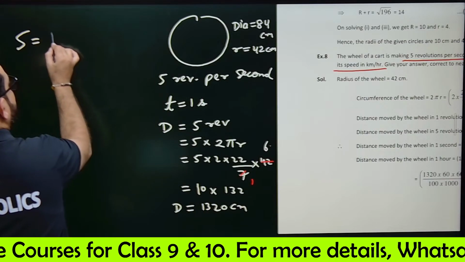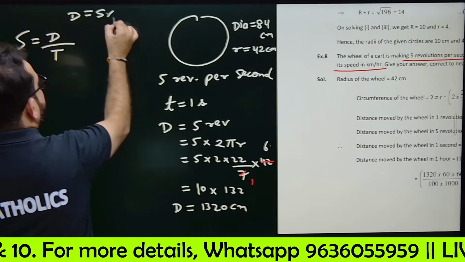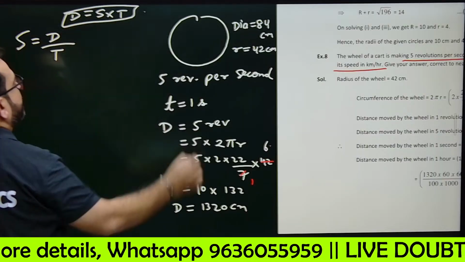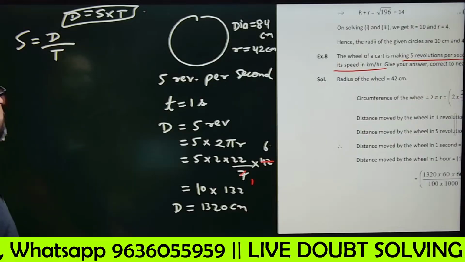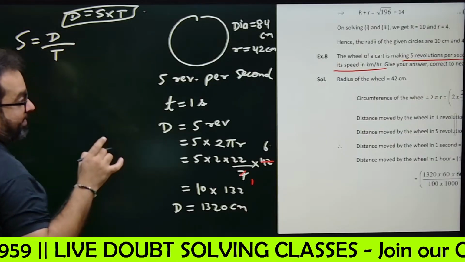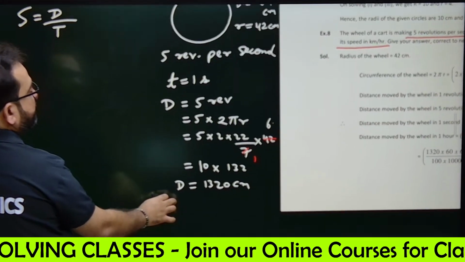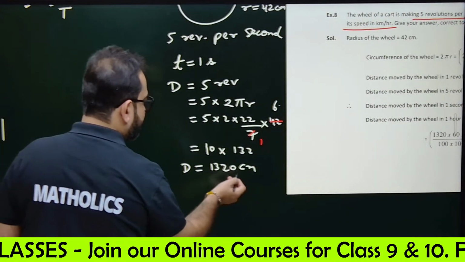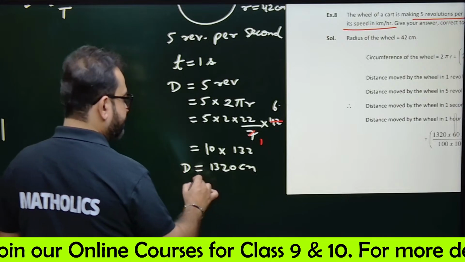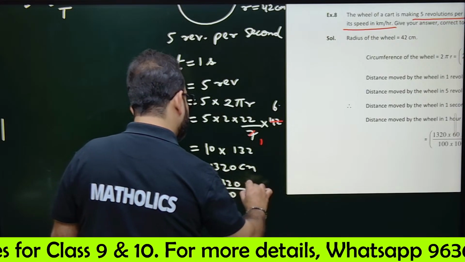So speed will be equal to distance upon time, because distance is actually equal to speed into time. Everyone of you must be knowing this. The distance formula is s into t, so s will be d upon t. So we have to take the distance in kilometers first. This 1320 is first converted into meters, then kilometers. So it will be 1320 divided by 100 meters.